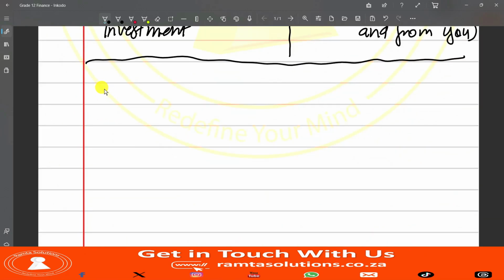Remember, when you get to annuities, draw proper timelines. They are very key.